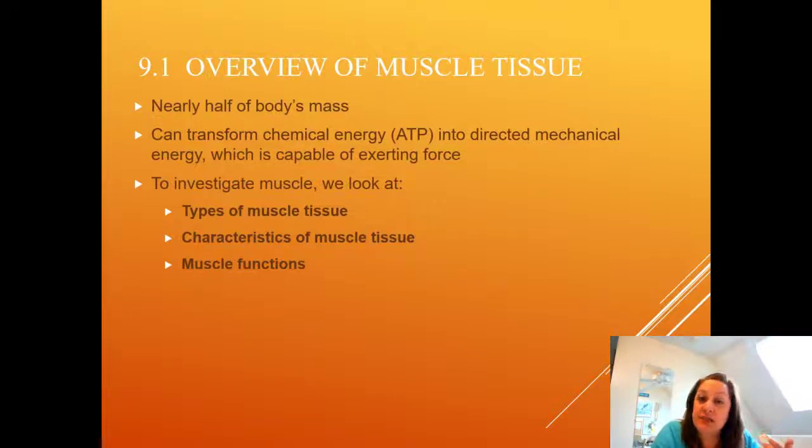So we're going to look at the types of muscle tissue, of which we have skeletal, cardiac, and smooth. We're going to look at the characteristics of each one, right? What does muscle tissue do? And then we're going to look at the functions, right? Obviously, cardiac muscle is for pumping the heart. Smooth muscle moves fluid through a tube, and skeletal muscle moves our bones.